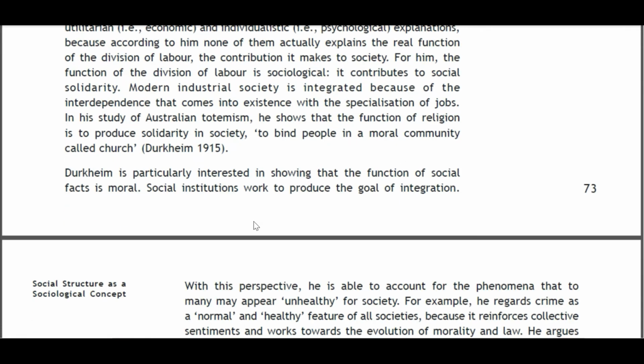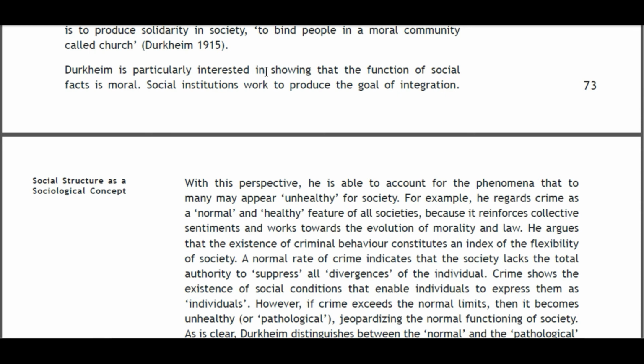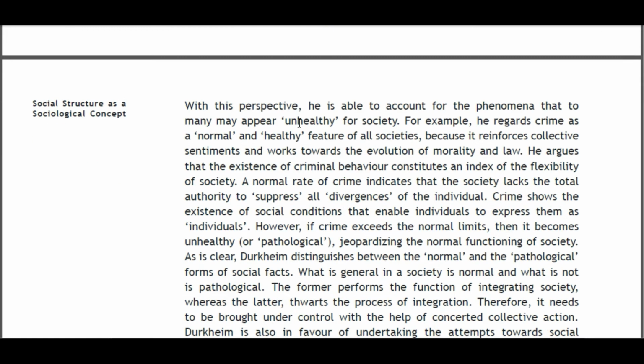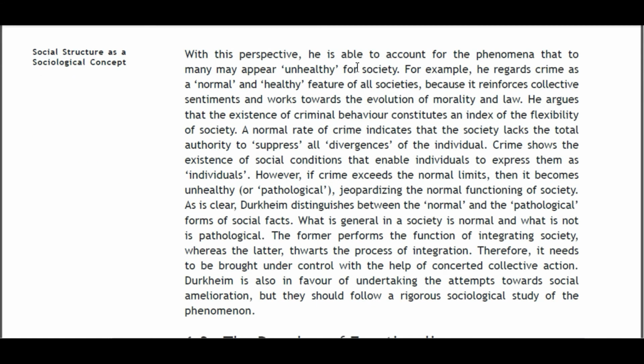Durkheim, 1915. Durkheim is particularly interested in showing that the function of a social fact is moral. Social institutions work to produce the goal of integration. With this perspective, he is also able to account for phenomena that to many may appear unhealthy for society.